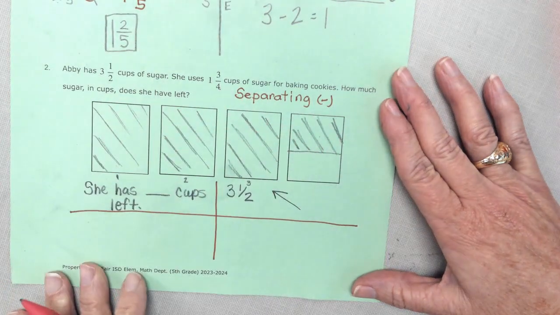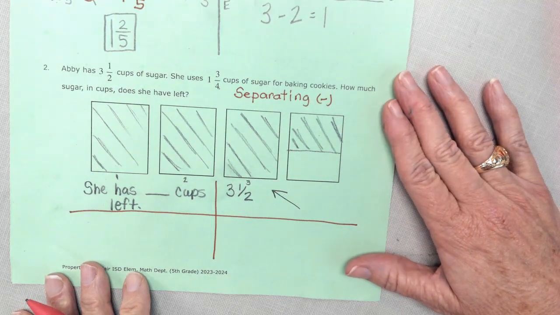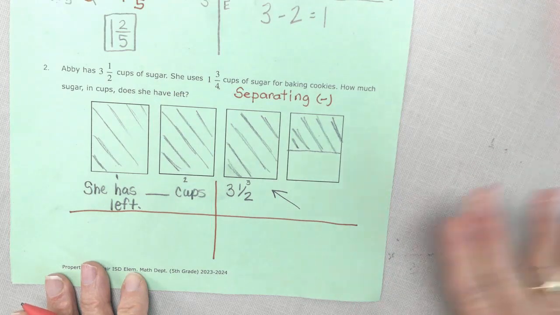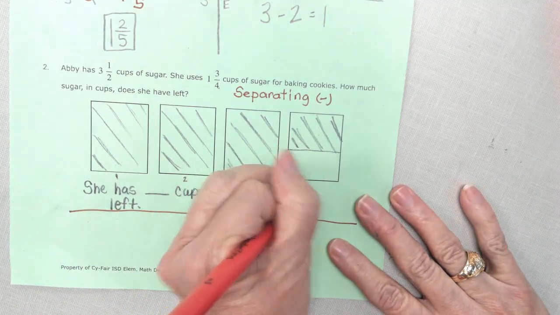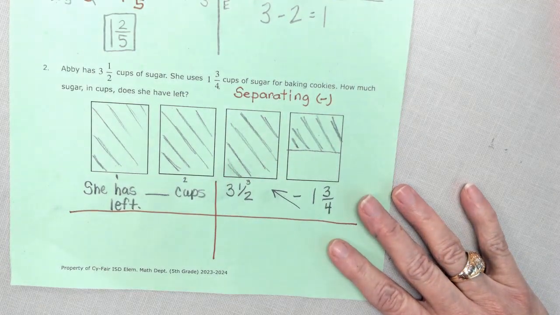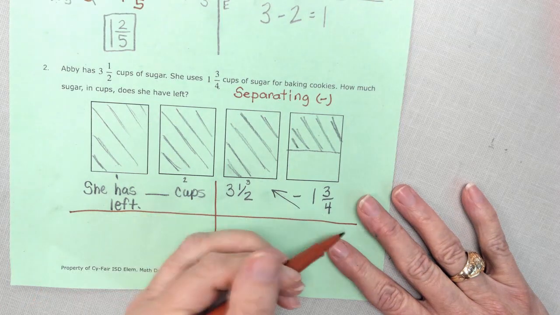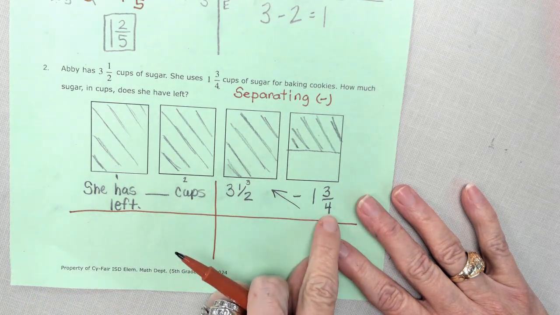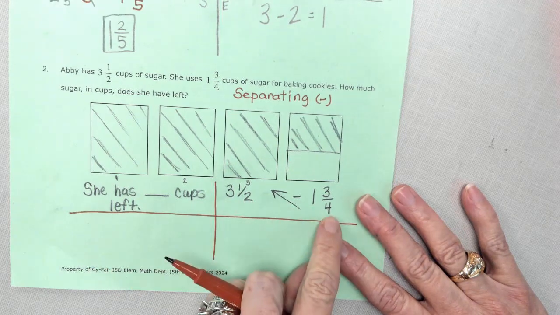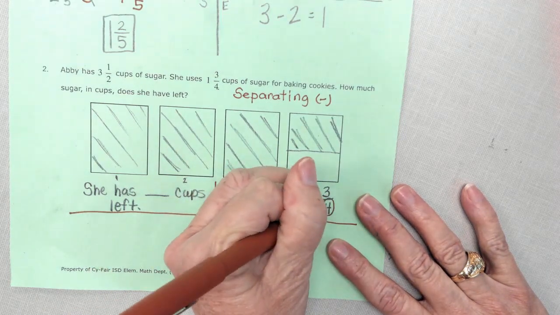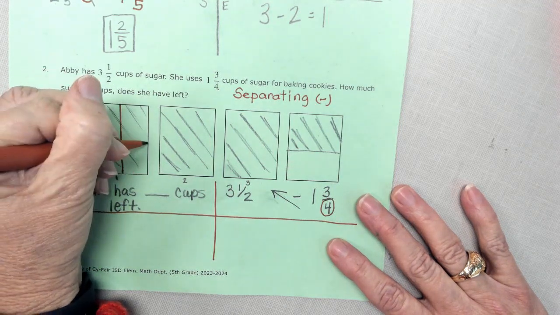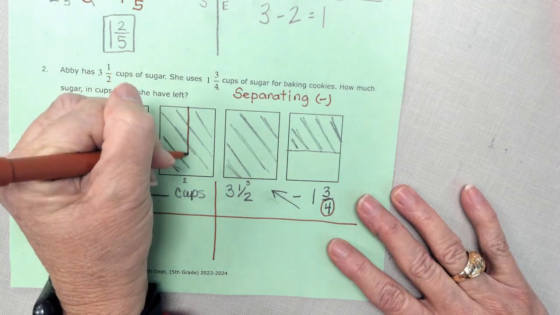Alright, so we have 3.5 cups, and we are removing, or we are using 1 3/4, so we're taking that away. So in order for this to make sense, I've got to think about cutting my model now into fourths, because we were at halves, so now we need to cut it into fourths. So what I want you to do is go back to your model and just cut it into fourths. Sometimes it's helpful to use another color.